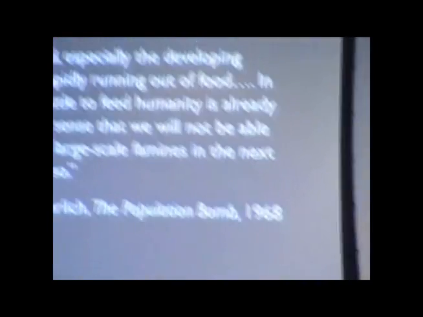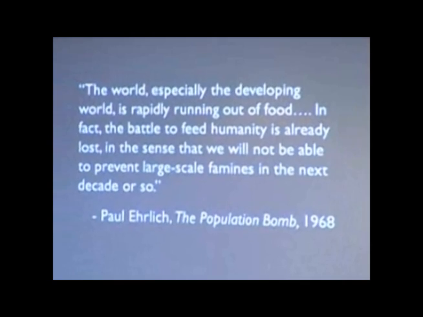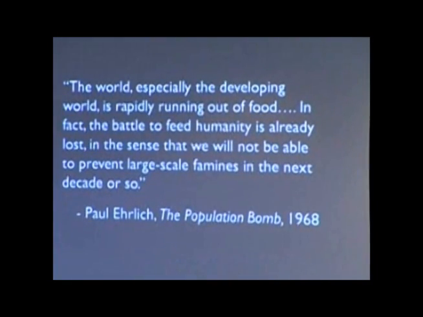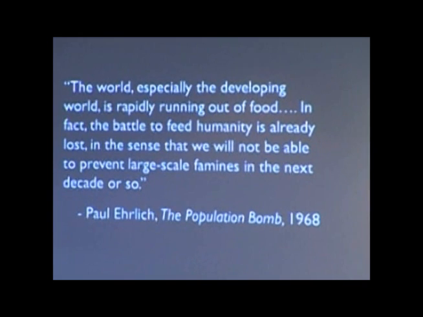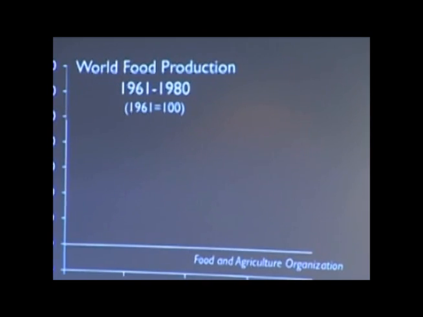A lot of gloomy predictions were made about food. Here's one that Paul Ehrlich made in The Population Bomb. The world is rapidly running out of food. The battle to feed humanity is already lost. We will not be able to prevent large-scale famines in the next decade. Many other people made predictions like this. Is not just sort of picking one to pick on as a straw man. It was a very common prediction of the time, and we'll see not without reason.